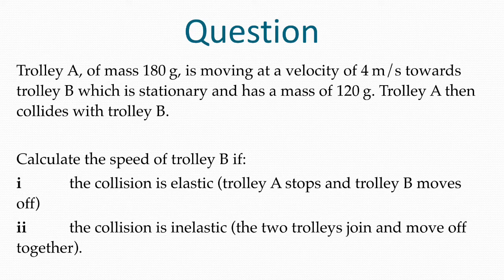Assume in the first case that when trolley A hits trolley B, trolley A comes to a complete stop and trolley B moves off with all the momentum in the system. In the second situation, assume the two trolleys come together when they collide and are joined and move off as one. Pause the video now and work out the answer to both those two questions.